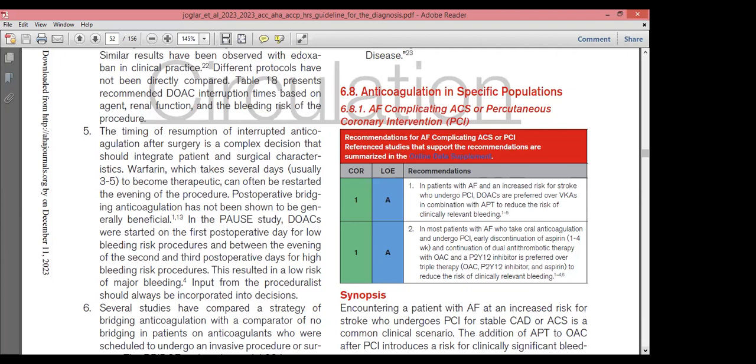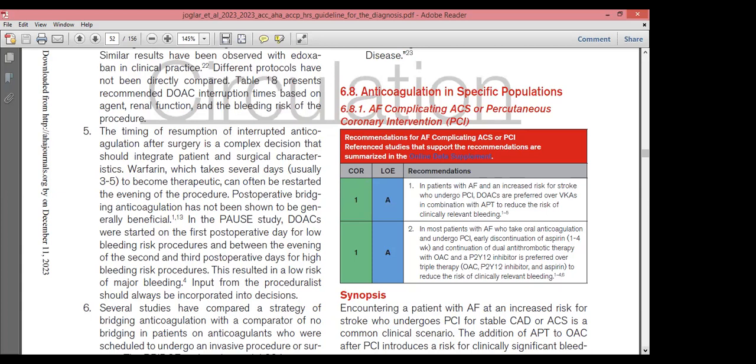So what it's saying is that if the patient has AF and their CHA2DS2-VASc score is high, and they are to undergo PCI or have undergone PCI, it's better we use direct oral anticoagulants like rivaroxaban over warfarin. Then we add one antiplatelet, actually. That's the second point. So we use it together with one antiplatelet.